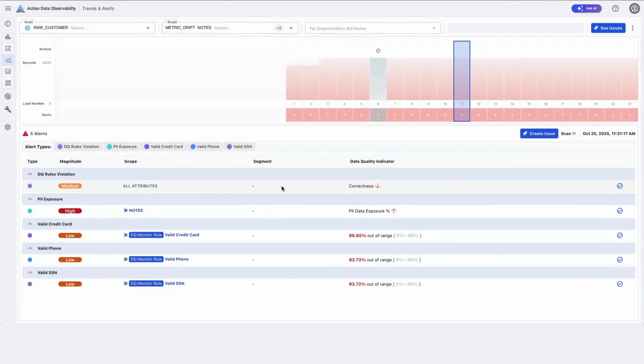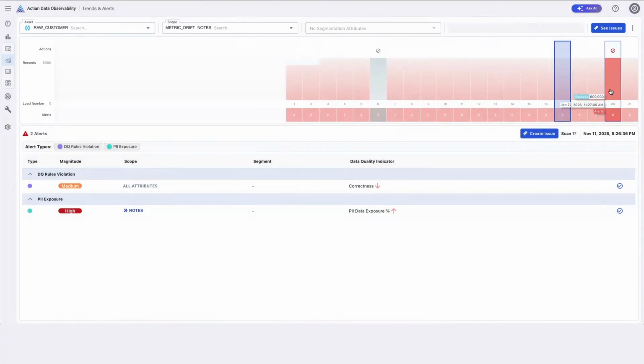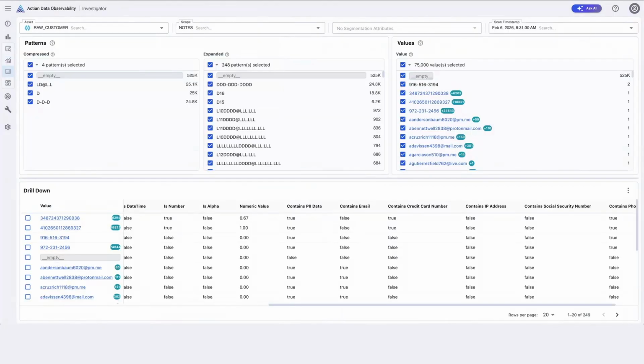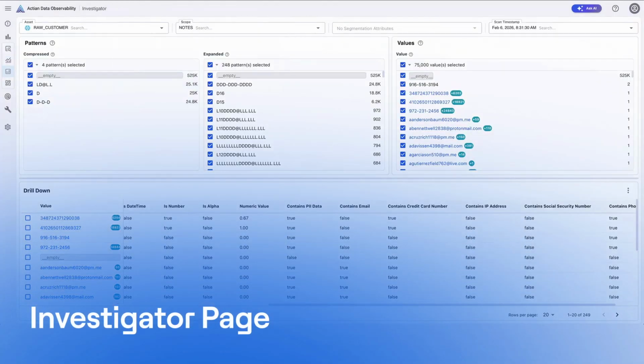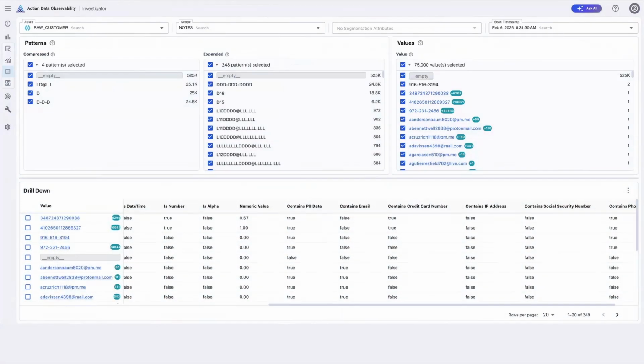Once we know an issue is real and recurring, the next step is really understanding exactly what changed. And the investigator is the interactive workspace engineers use to explore, diagnose, and resolve data observability issues once anomalies are detected. The investigator provides a granular view of your data at both the attribute and record levels.